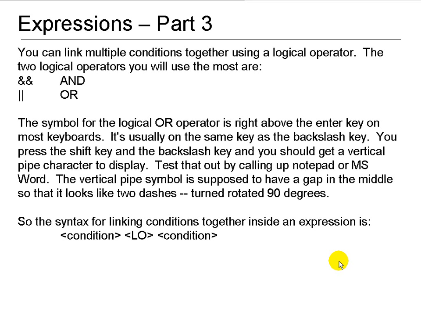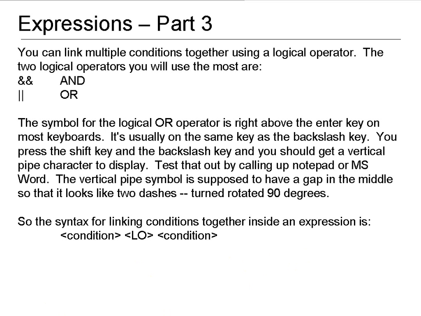Now if you notice, on top of that backslash key is a vertical bar. That is what's called the pipe symbol. Now to get that, you press the shift key and the backslash key, and you should get a vertical pipe to display it. So test that out by calling up Microsoft Notepad or MS Word. So go ahead and pause, bring up Notepad, and type that in.